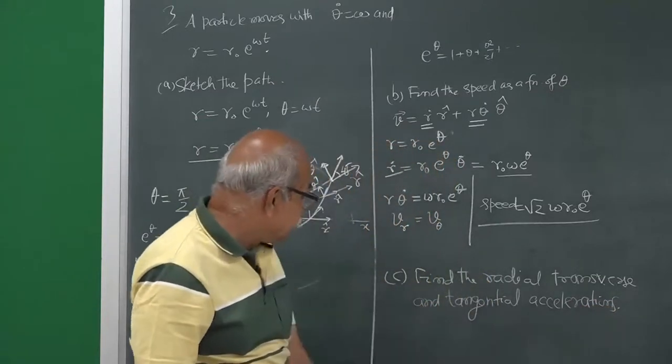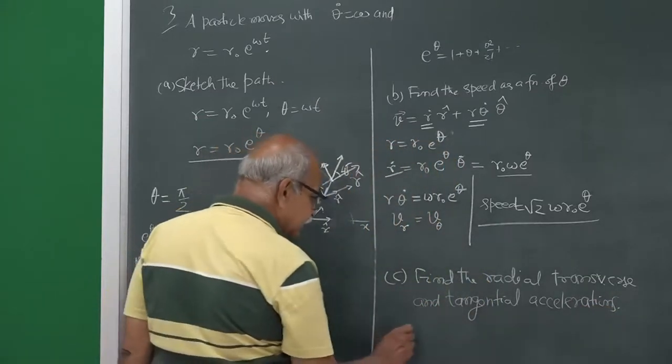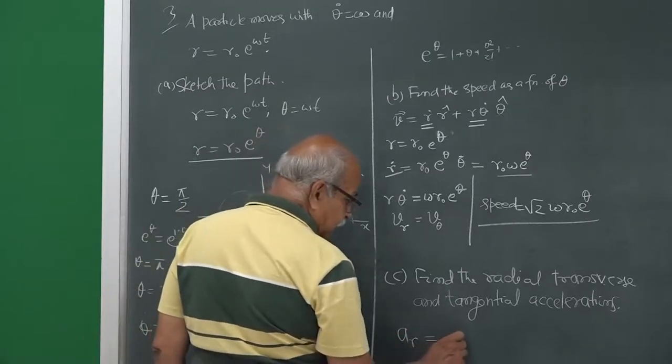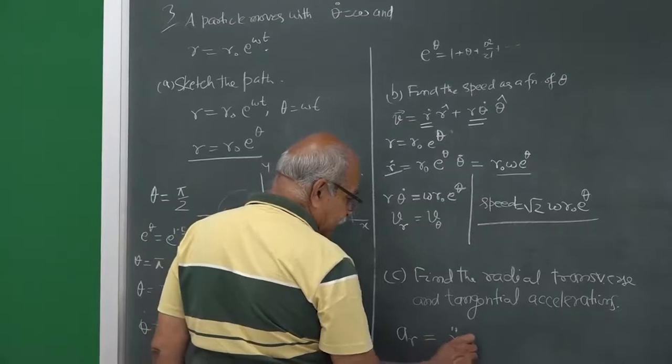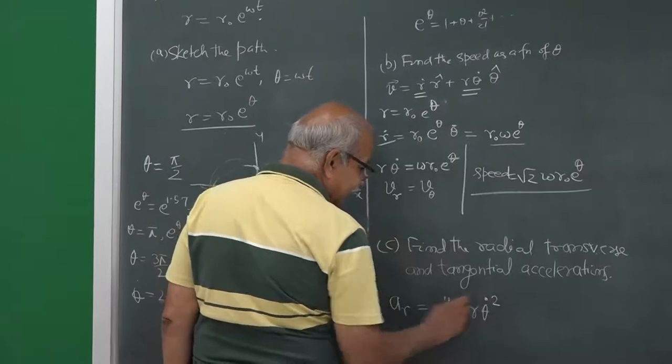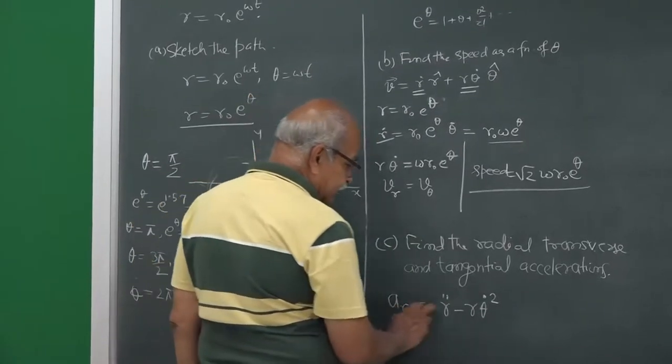So what is this radial acceleration? Radial acceleration a_r is r double dot minus r theta dot square. This is the acceleration in the radial direction.